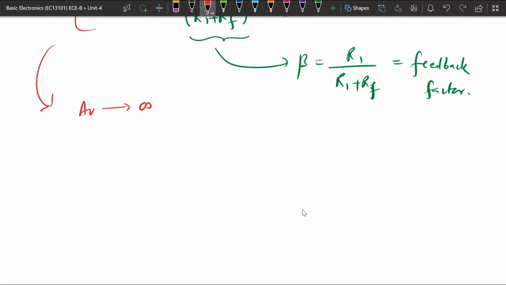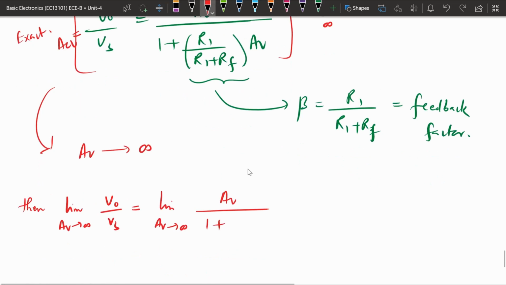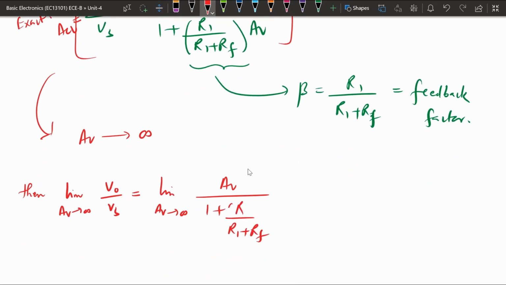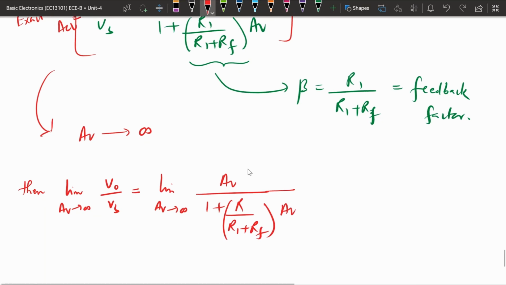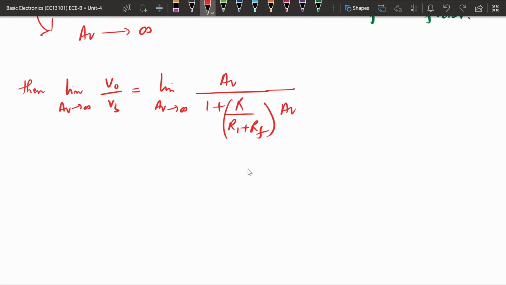Okay. So for that consideration, we need to consider the limit as AV tends to infinity of V output divided by Vs, and the value is AV divided by 1 plus R1 by R1 plus Rf multiplied by the AV. As we need to put AV equal to infinity, we divide both numerator and denominator by AV itself. So it will be the limit as AV tends to infinity of 1 by 1 over AV plus R1 by R1 plus Rf, by dividing both sides by AV.